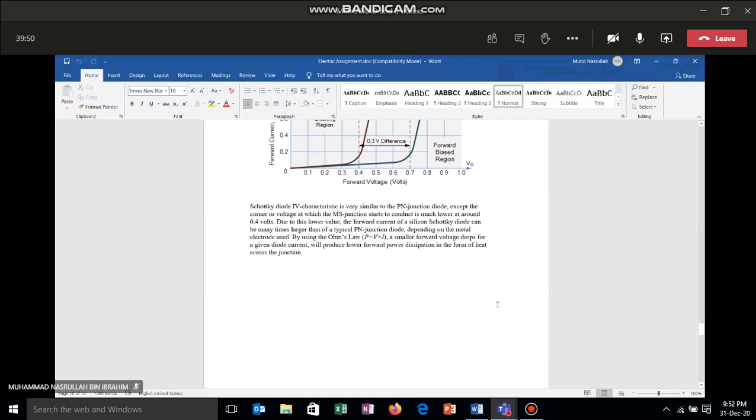By using Ohm's law, P equals VI, a smaller forward voltage drop for a given diode current will produce lower forward power dissipation in the form of heat across the junction.